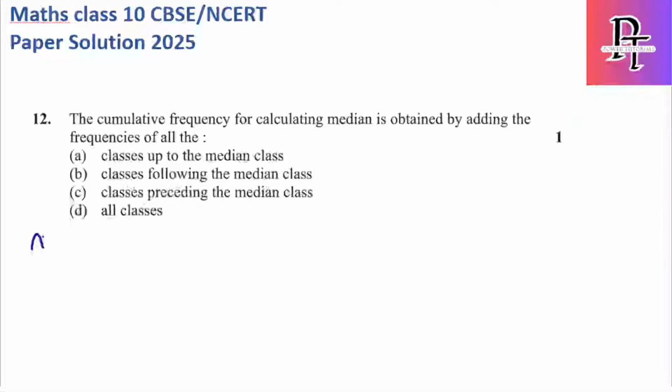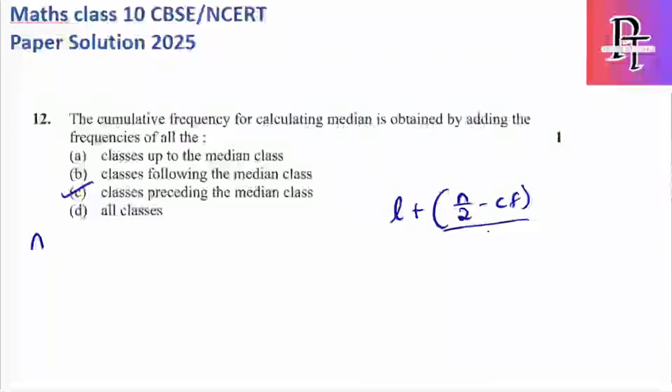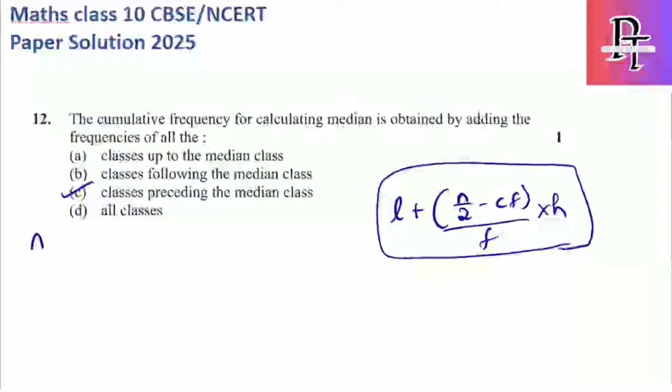The cumulative frequency for calculating the median is obtained by adding the cumulative frequencies of all the classes preceding the median class. So what is the formula? L plus (n by 2 minus Cf) by f into h. So this is the formula we have to use to calculate the median, where L is the lower limit of the median class, n is the total number of values, by 2 we have to do, and Cf is the cumulative frequency of the preceding class, f is the frequency of the median class, and h is the class width or the limit we are using.